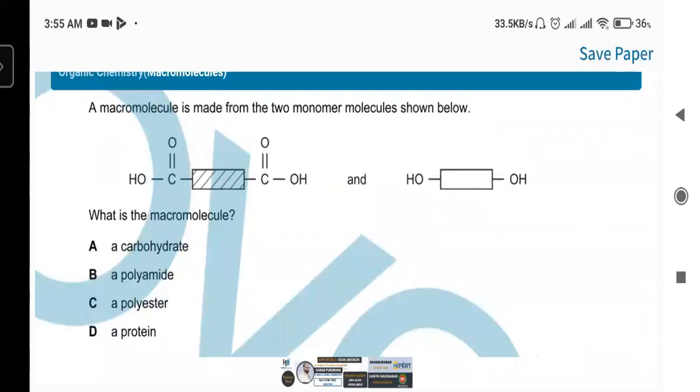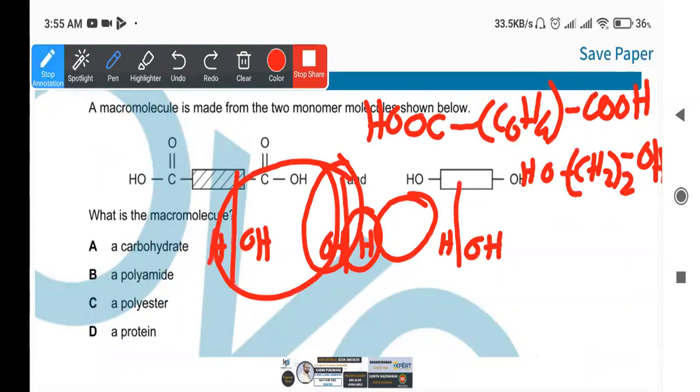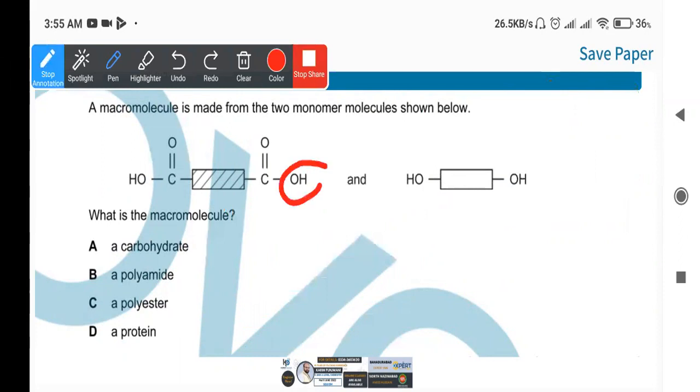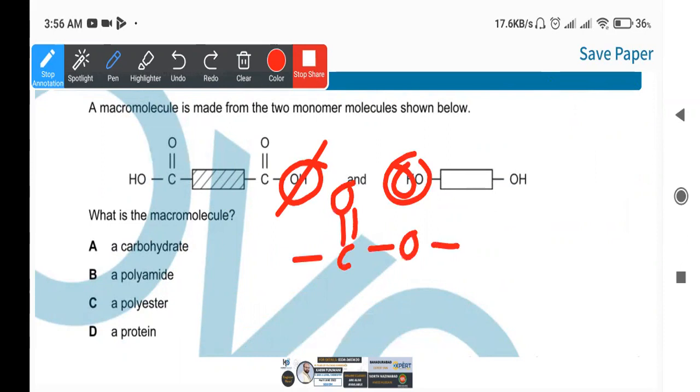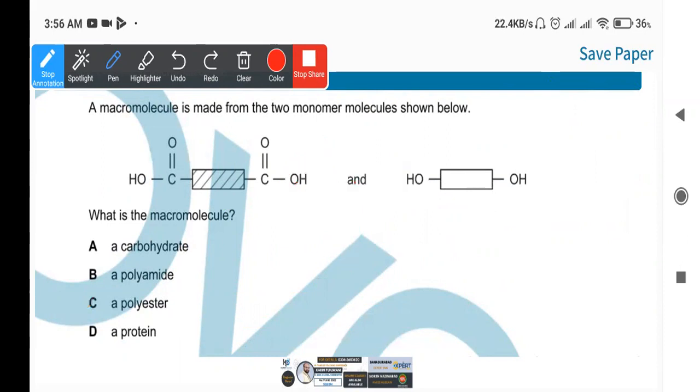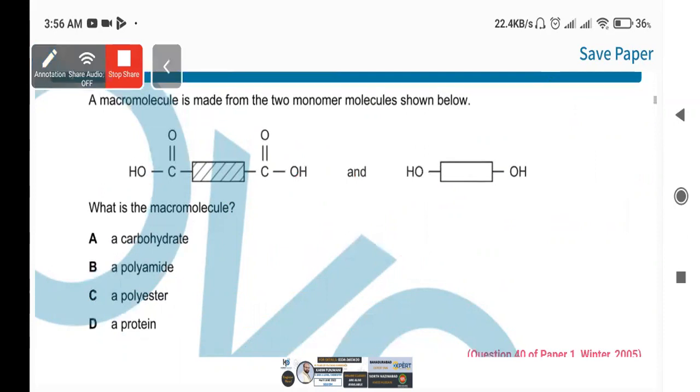So what is a macromolecule here? Look, this is carboxylic acid. OH goes from here, and this is OH. The H goes from here. So we are left with CO and O. So these are polyesters. This is easy.